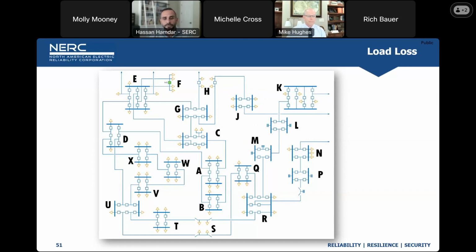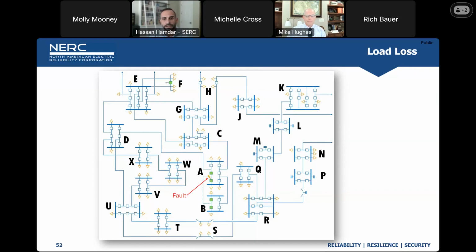So this is just a simple one-line diagram to show the system where this occurred. As you see there, we have a fault at substation A, and it looks like it clears normally between station A and station B, and after these breakers open, there appears to be no fault on the system.